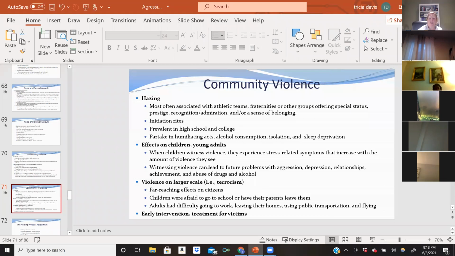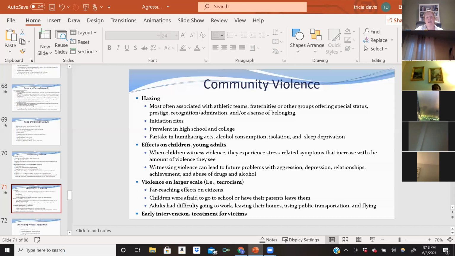When they witness violence, it can also lead to the development of future problems with aggression, depression, anxiety, social isolation, developing healthy relationships, achievement, and then also the abuse of drugs and alcohol because they don't have those coping skills. And then we know that there's always the possibility that these children will end up committing acts of violence themselves because this is something that they saw as children.